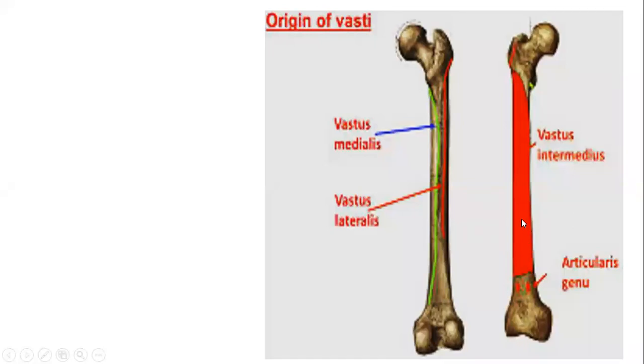Where you see this broad attachment, this is a very broad attachment for the deep part of the quadriceps femoris, and this one is called the vastus intermedius. So how do you remember the vastus intermedius? It arises from the anterior and lateral surfaces of the shaft of the femur. So this whole one is the anterior surface, and this adjoining part is the lateral surface, and all are occupied on the shaft of the femur. So this broad area of the shaft of the femur on its anterior and lateral surface is just for this deep head of the quadriceps femoris, that is the vastus intermedius.